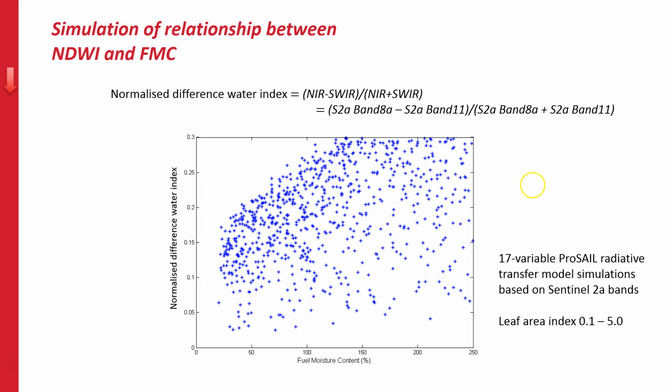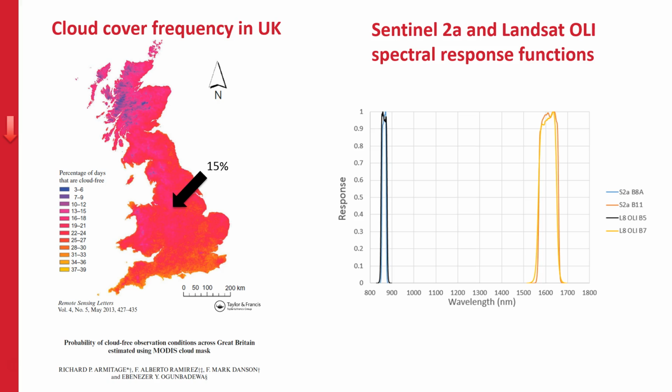moisture content. However, if we only look at canopies with a leaf area index of 2, then the predictive relationship looks rather stronger. So the red points show the leaf area index of 2 simulations, and now we've got a useful predictive relationship between the two things. The other issue in scaling up this relationship is whether we can get the data.